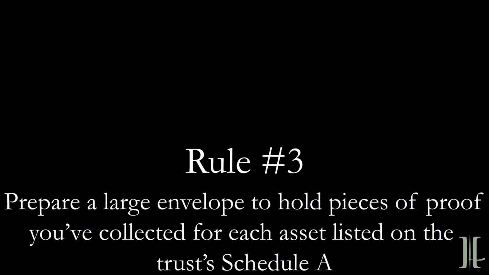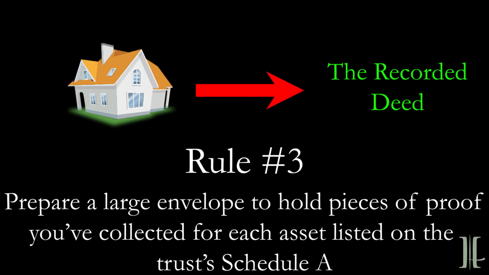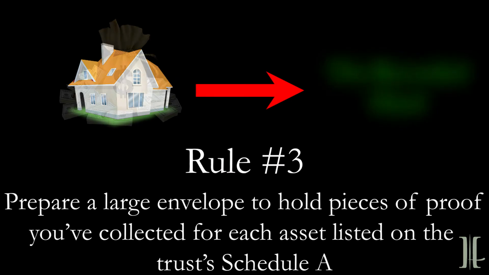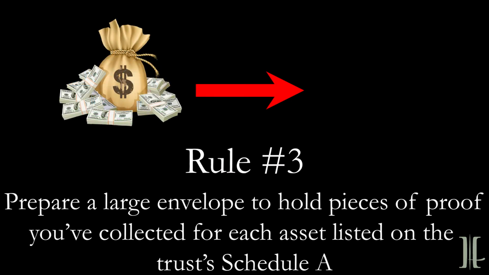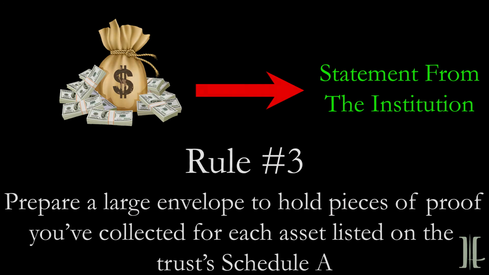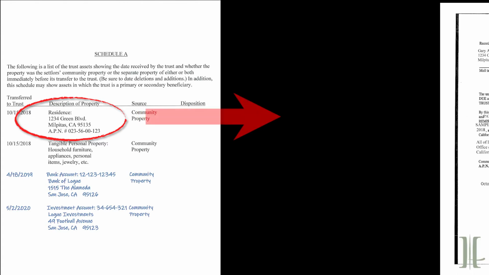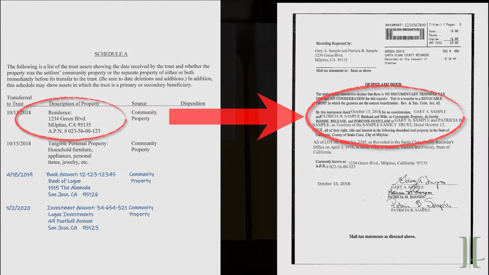For example, if a home is a trust asset, the proof would be the recorded deed which shows that the home is correctly titled into the trust. For a bank account or a non-IRA investment account, the proof would be a statement from the particular institution. Remember, you can't just write an asset's description on the Trust Schedule A without properly changing title.